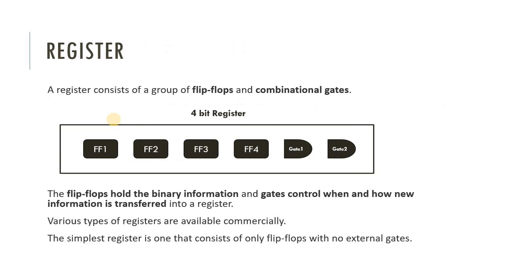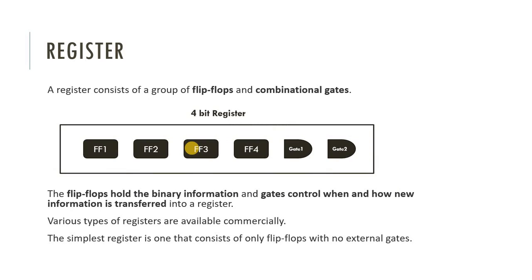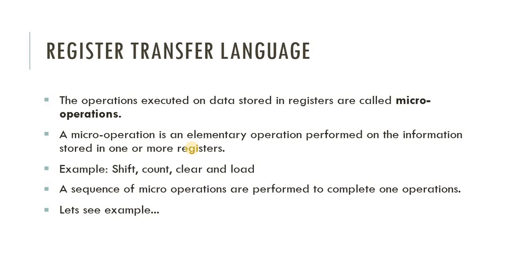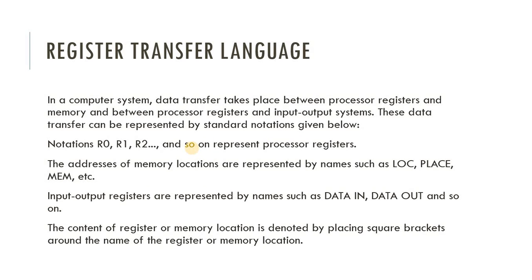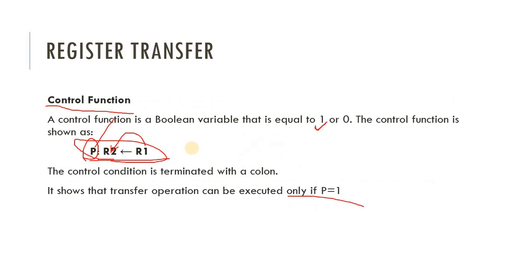So in this video we have seen what a register is. A register is the smallest storage unit. It is also called a temporary storage area, and it consists of flip-flops and logic gates. Next we have seen what a register transfer language is. Register transfer language is just a symbolic notation to represent micro-operations. For that we have also learned what micro-operations are, and we have seen the different standard notations given by the register transfer language. We have also seen how register transfer can be represented in symbolic form, and at last we have seen what a control function is and how it controls the data transfer or register transfer. So that's it.